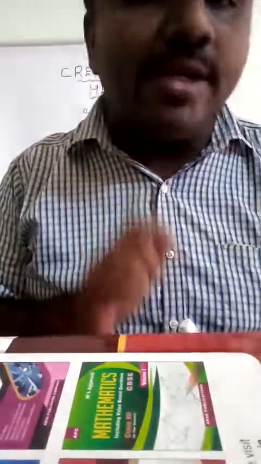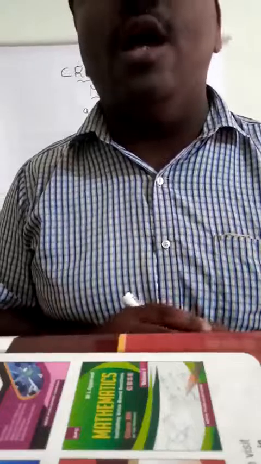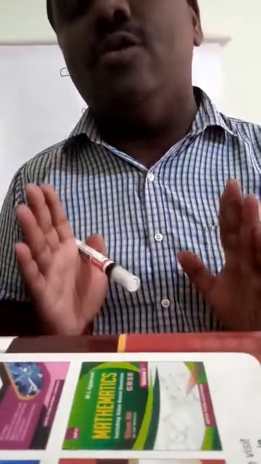There are two methods to control credit. One is the qualitative method, another is the quantitative method. Today we will discuss the quantitative methods to control credit.